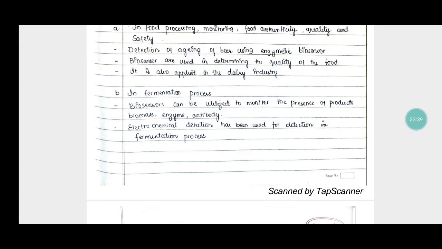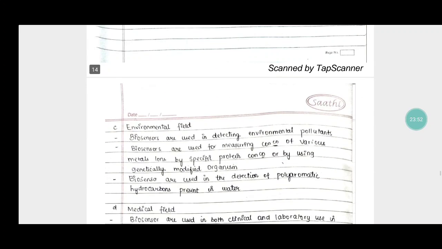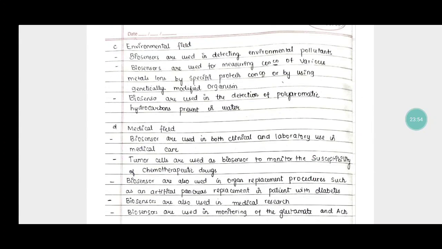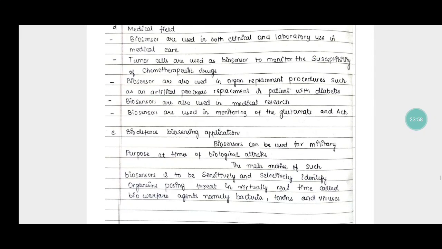In fermentation processes, biosensors can be utilized to monitor the production of biomass, enzymes, and antibodies. Electrochemical detection has been used to detect in the fermentation process. And number C, that is the environmental field. Fourth, or D, that is the medical field or biodefense, biosensing application. So biosensors can be used for military purposes at the time of biological attacks.